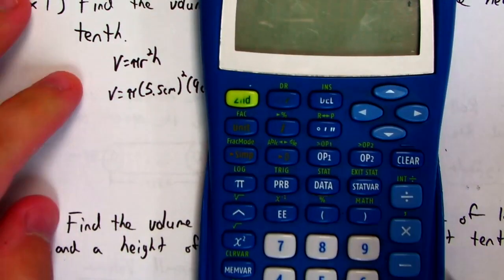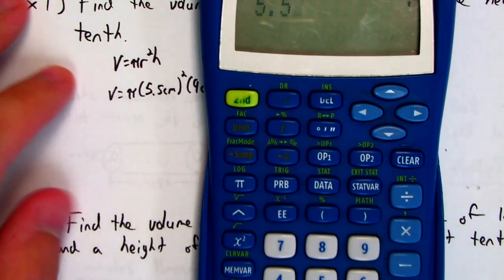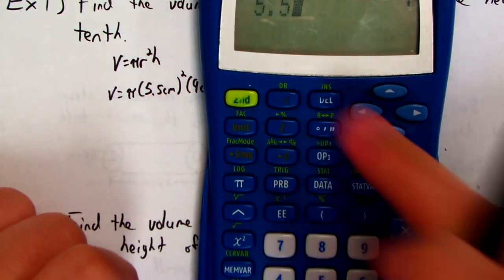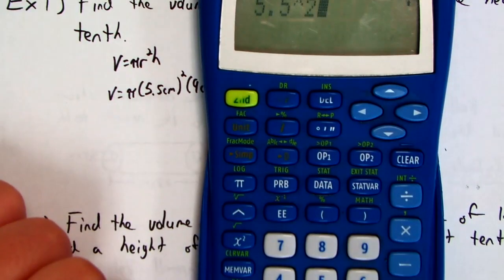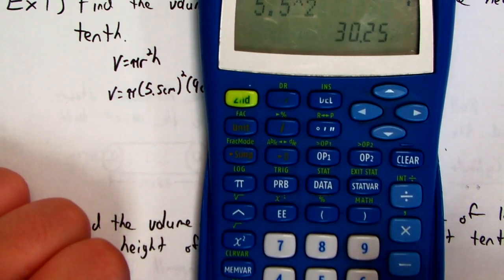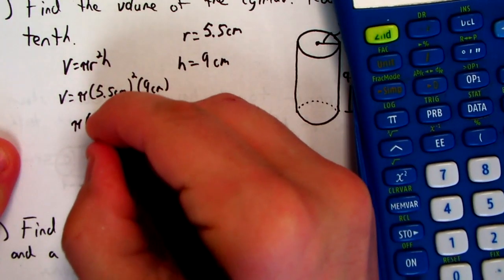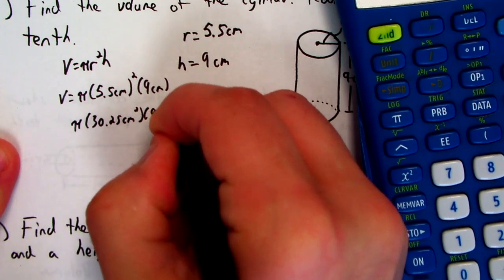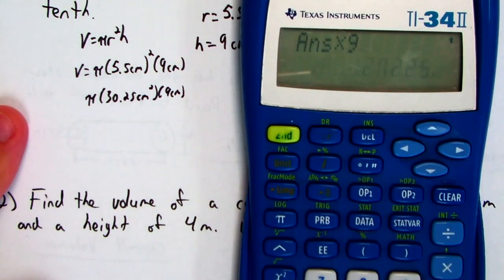So, this first part, 5.5 squared. So 5.5. You can either use this button here because that'll get you a square, or you can use this button here, but you'd have to use a 2 after that. Regardless, each one of those is the same. So 5.5 squared is 30.25. I'm going to multiply that by 9. So 272.25.